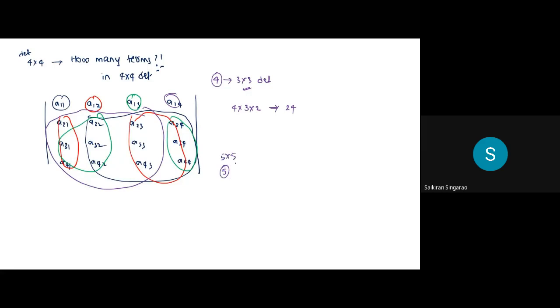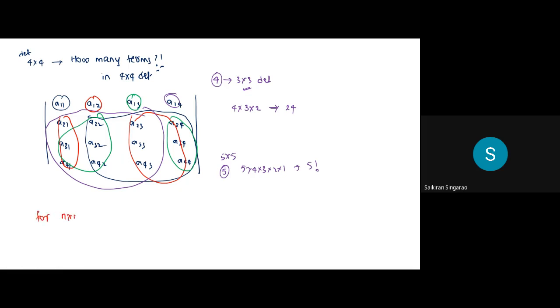You might have got the idea so far. 5 cross 5, how many are you going to get? 120. Very good, sir. 5 into 4 into 3 into 2 into 1, right? Which is basically 5 factorial. So a general question like this will come for an n cross n determinant.